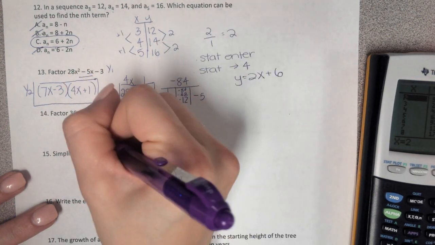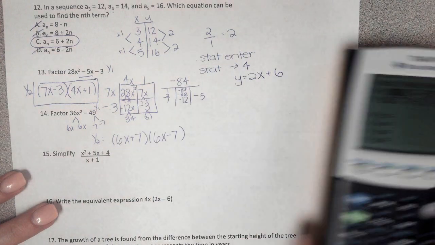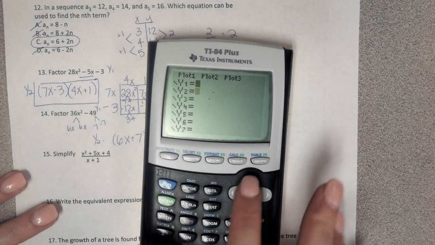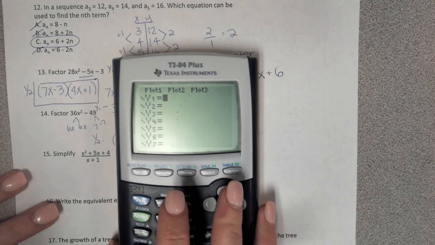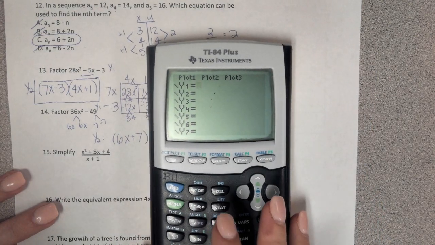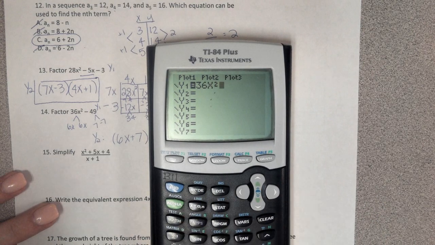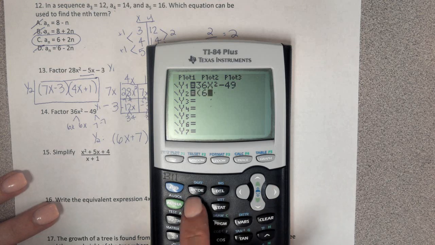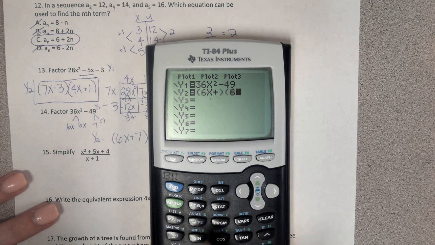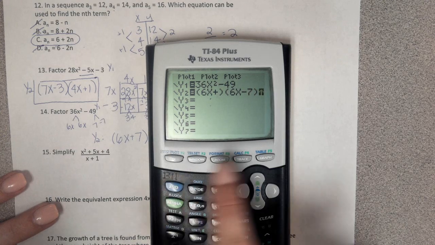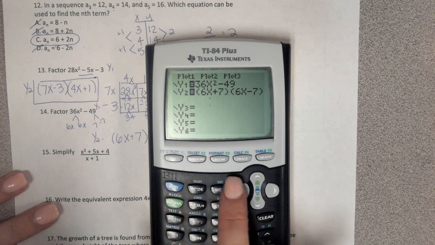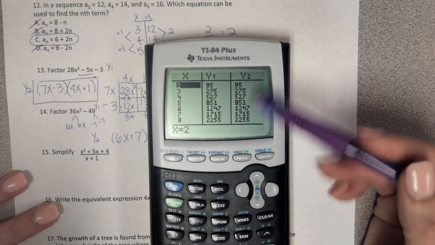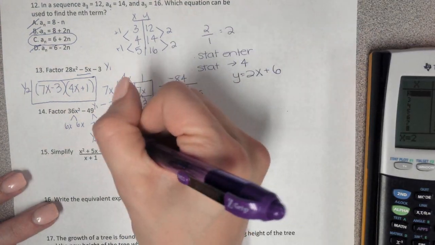Again, you can put the original in y1, answer choices in y2. Now this only works if they give you both of your factors, which they won't do every single time on your DPM tomorrow. So 36x squared minus 49, 6x plus 7, 6x minus 7. Oh, I forgot the 7 here. There you go. And everything is exactly the same. I solved it correctly.